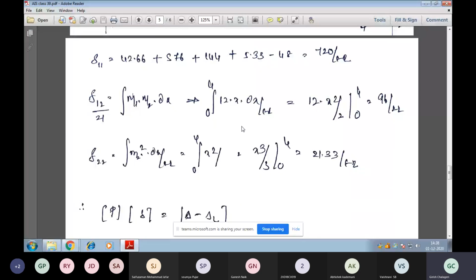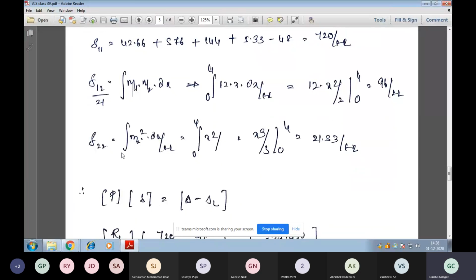Next, coming to delta 2 2. Delta 2 2 is nothing but the integration of m2 into m2. So m2 into m2 means m2 is nothing but, first two members AD and DB are 0, left with the last member, that is B to C. We get B to C is nothing but x here. So x into x, x square with the limit 0 to 4, dx by EI. Substituting the value x equal to 4 here, so x cube by 3 with the limit 0 to 4. We get 4 cube by 3. We get 21.33 as the delta 2 2 value.